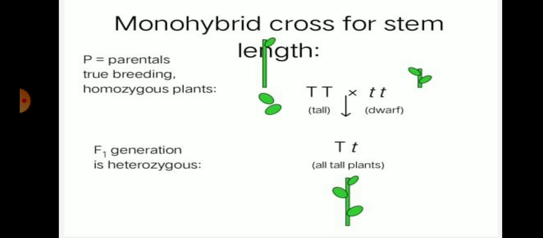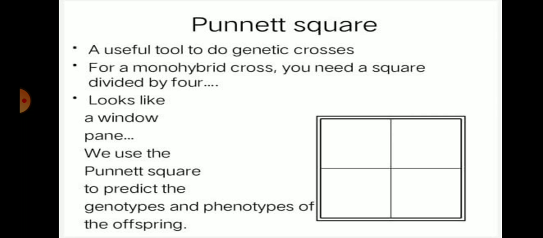So how did this happen? Mendel used mathematics for the expression of his work. He used the Punnett square for genetic crosses. It is a useful tool to do genetic crosses.